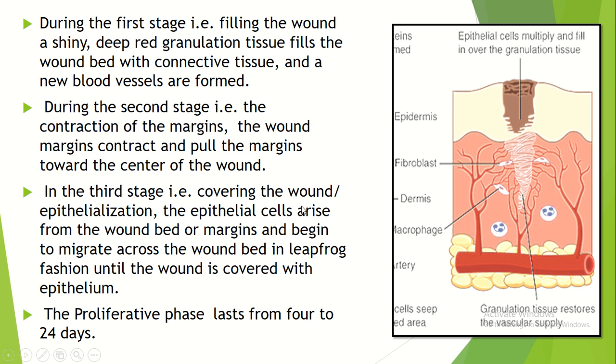The third stage, covering the wound, epithelialization: the epithelial cells arise from the wound bed or margins and begin to migrate across the wound bed in a leapfrog fashion until the wound is covered with epithelium. The epithelial cells multiply and fill over the granulation tissue. They arise here, and what they do is a leapfrog fashion. A frog jumps from one place to another, leaping, no? Like that, the epithelial cells leap from one over the other and cover the whole wound, and the margins will be closed. That is helped by these epithelial cells.